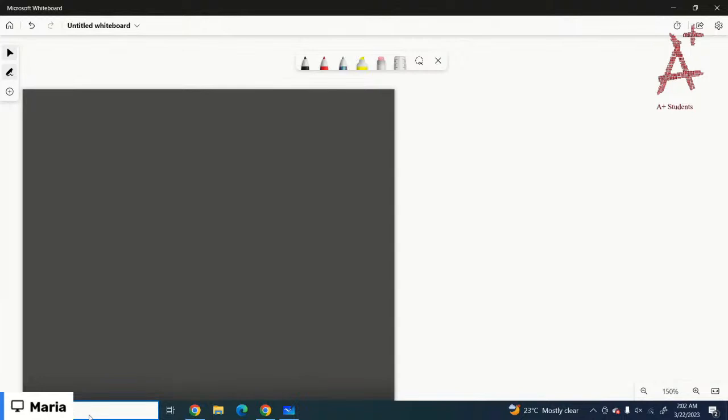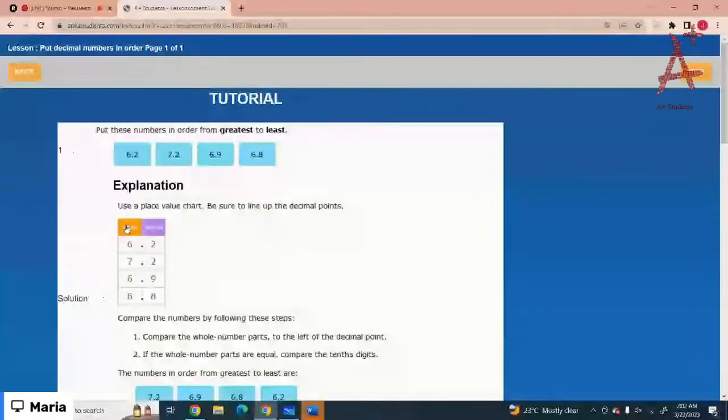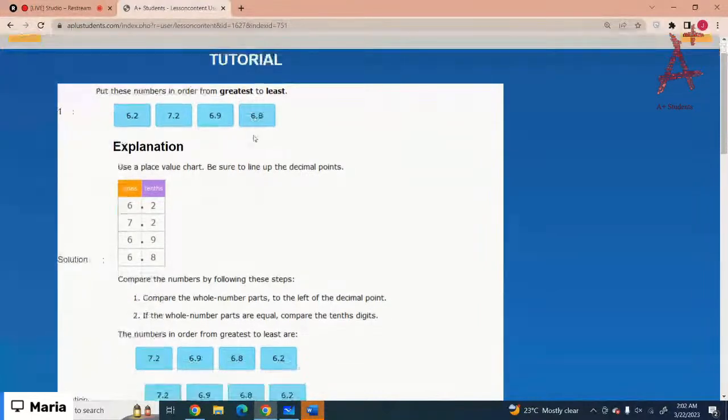The chapter 5 starts with decimals, and the lesson we're going to start with is put decimals in order. Basically, we're going to learn how to compare decimals from least to greatest. Got it? So let's start with the first example. Put these numbers in order from greatest to least. You have to arrange them. Let's see how to arrange them.